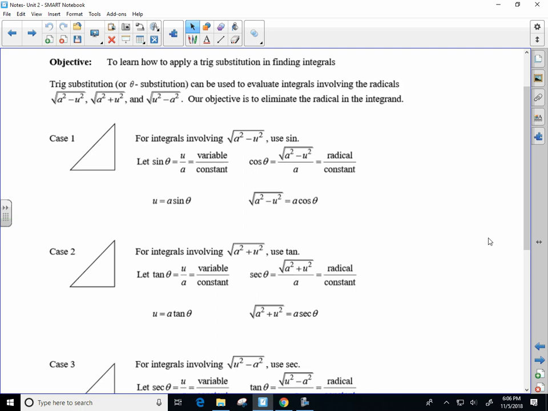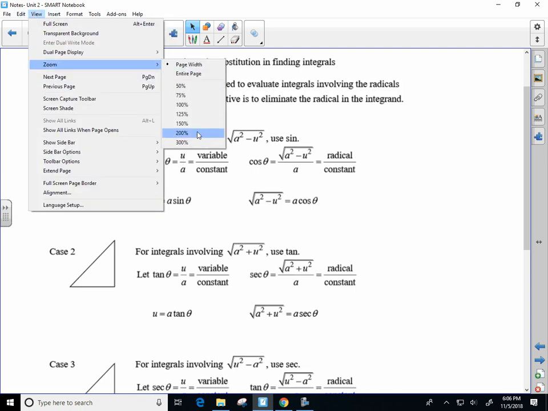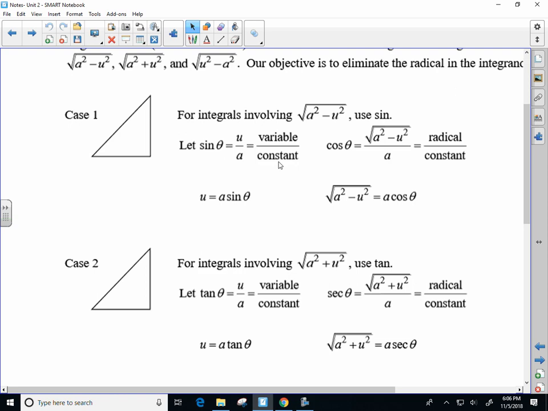The first case involves sine, but let me first talk about the structure of the triangle. In each of the cases involving a trig substitution, you're going to want to draw the picture. It's going to be pretty helpful. So we'll have a theta, a right angle, and from there it really depends on what trig function you're using.